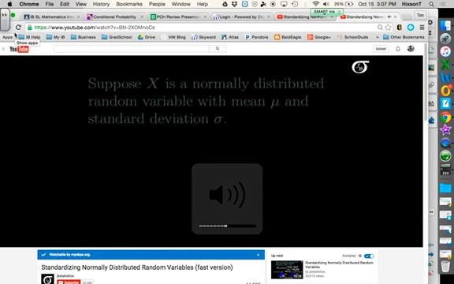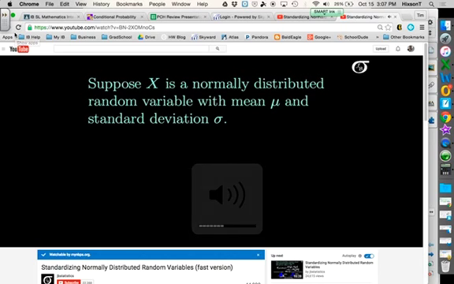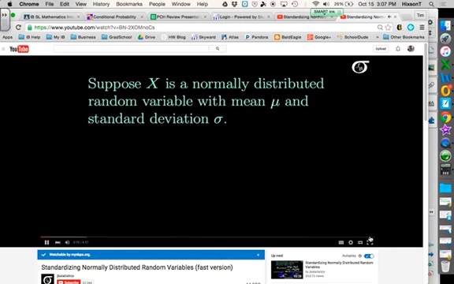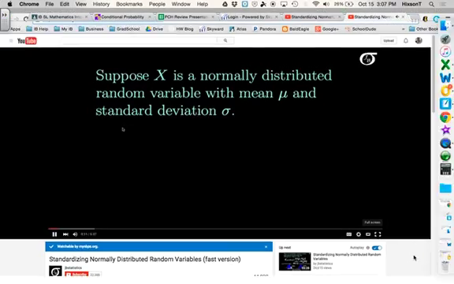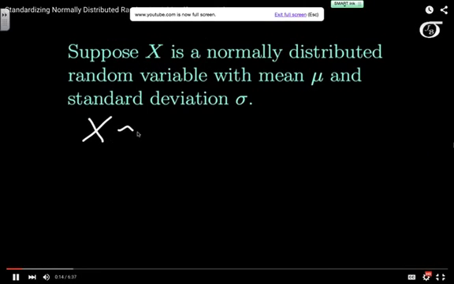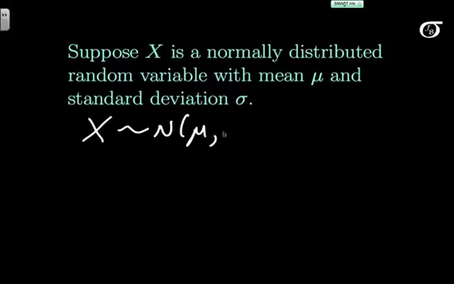Variables. Suppose x is a normally distributed random variable with mean, mu, and standard deviation sigma, which we sometimes write notation-wise as x is distributed normally with a mean of mu and a variance of sigma squared. This is not universal notation, but it is pretty standard. X is distributed normally with a mean of mu, and the second term is the variance, sigma squared. The standard deviation of sigma, of course.